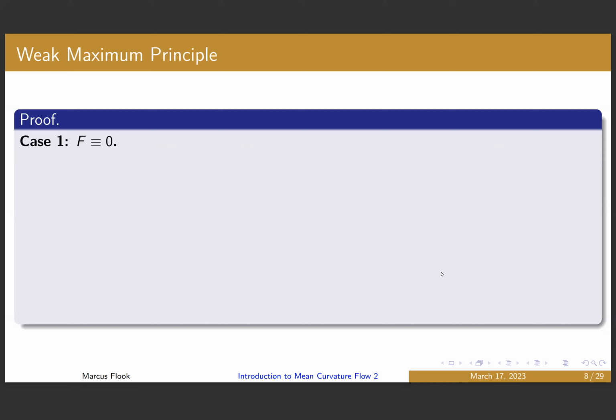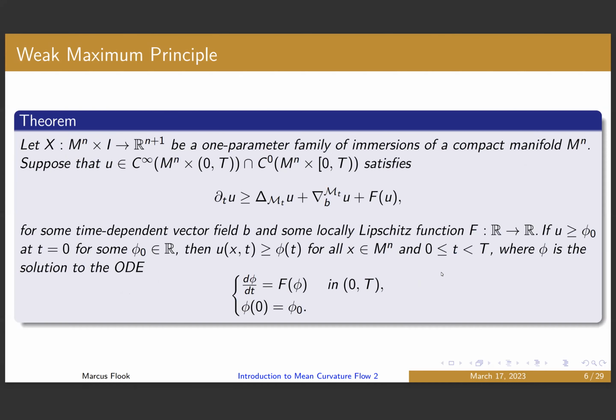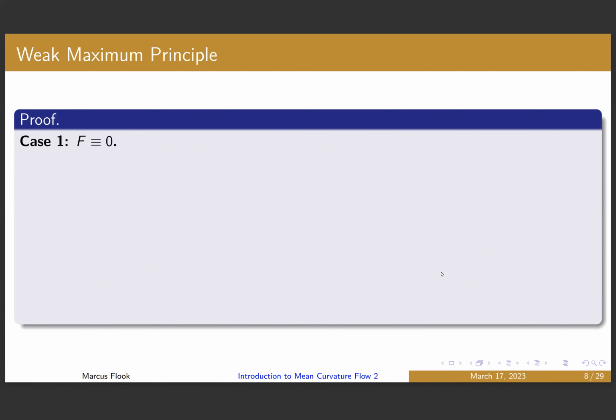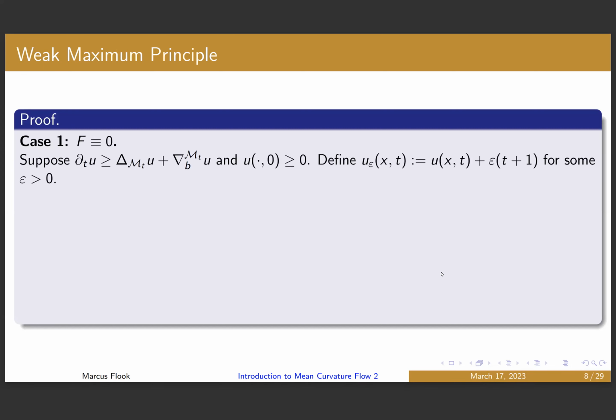Okay, so let's prove this result, just quickly going back. We're going to break this down into 3 cases and then use the previous case to prove the next one. So suppose now that we just have f is identical to 0. So we're supposing that we have a super solution to this PDE here, and that u is initially non-negative.